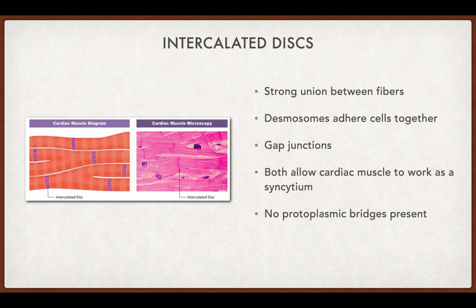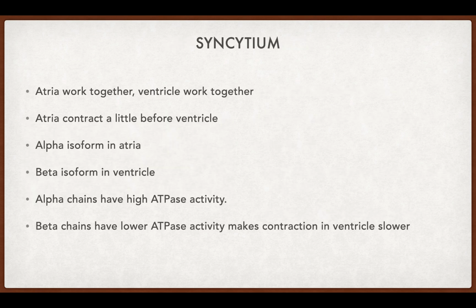So the intercalated discs are made out of desmosomes to adhere the cells together physically, and gap junctions, which allow the conduction of the action potential and the ion flow, and allow the cardiac muscle all to work together as a syncytium. So remember when I said that they were divided into two, the atrial and the ventricular syncytium, and they work together all in sync. And there are no protoplasmic bridges present because there are gap junctions instead.